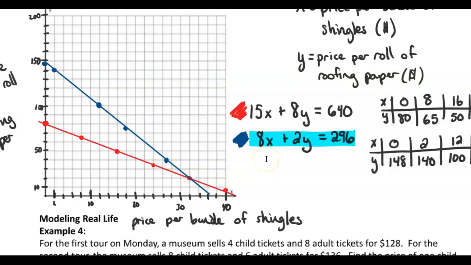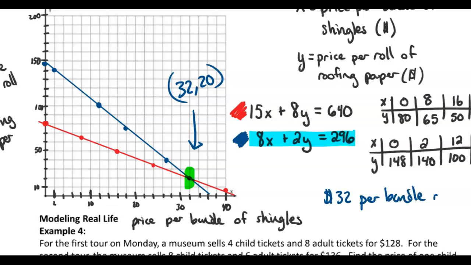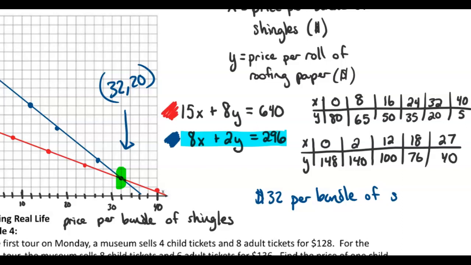All right, and you look for the point of intersection. So where it intersects is right here. And so that is the point (32, 20). And you don't just put that as your answer. X was the price per bundle of shingles, so it's $32 per bundle of shingles. And then the Y value was 20, so it's $20 per roll of roofing paper.